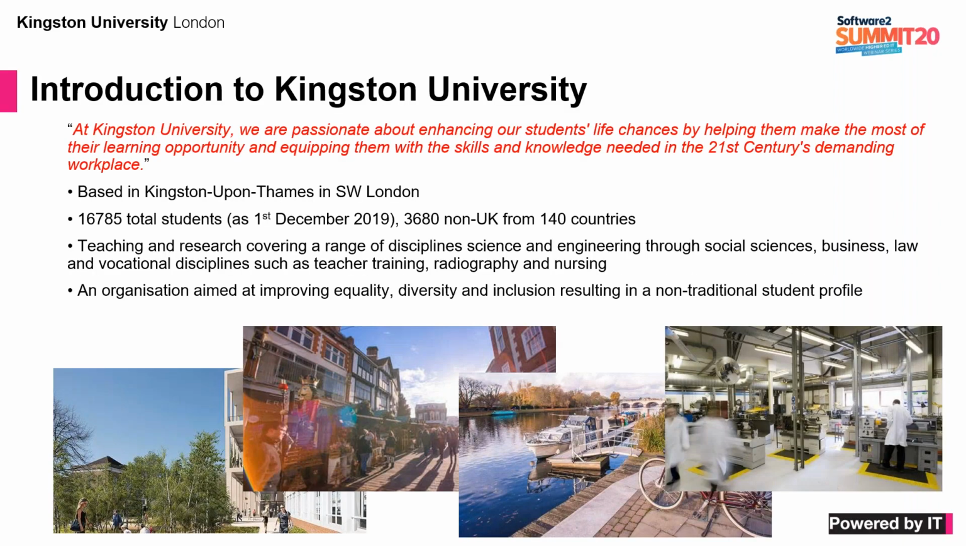So about Kingston University, we're based in Kingston upon Thames in southwest London, just on the very, very edge of London and the borders with Surrey. We've got about nearly 17,000 students at the last audit, including nearly 4,000 from 140 countries across the world. It's a very, very disparate range of students we've got.